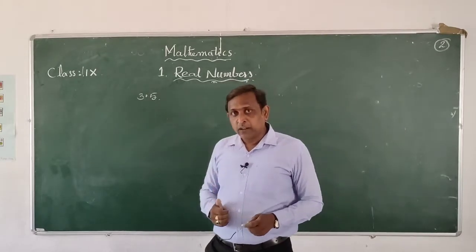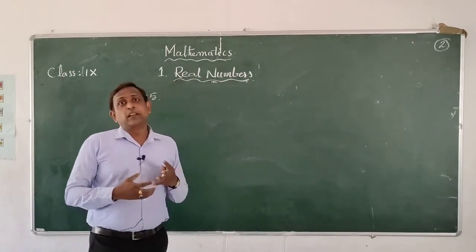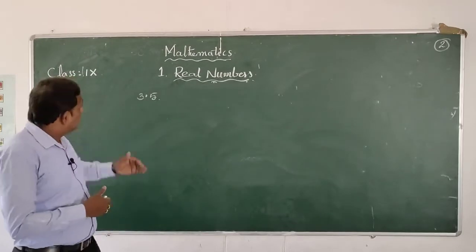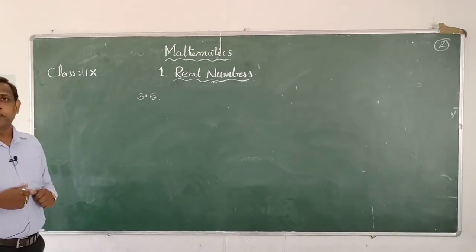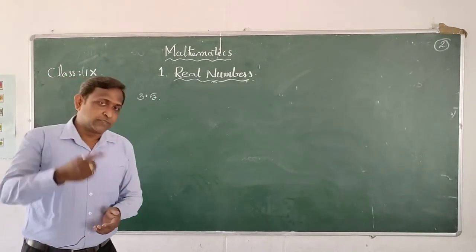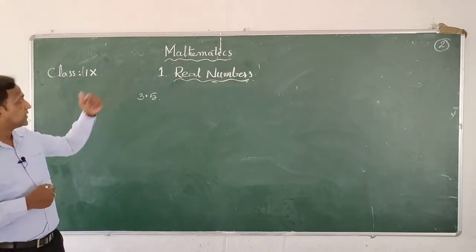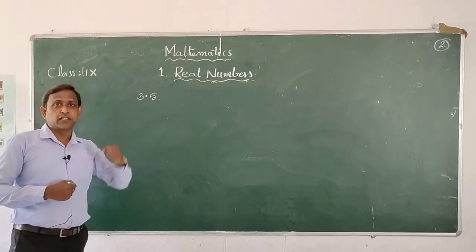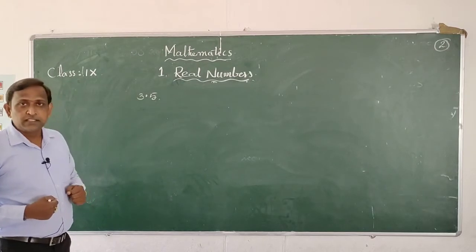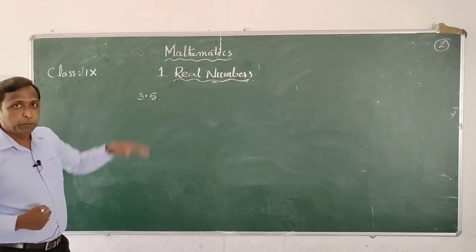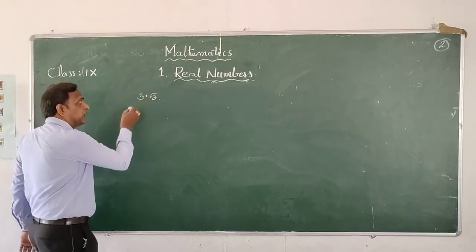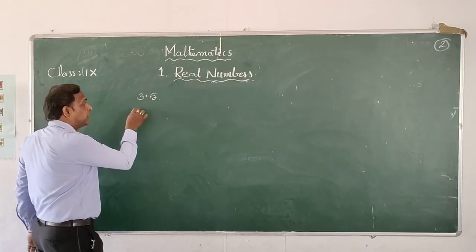But you have one doubt. A rational number must be in the form of p by q, so how can we convert 3.5 into the form of p by q? You know that very well, because in our previous classes we studied how to change a terminating decimal into p by q form. I will explain it here. Then 3.5.